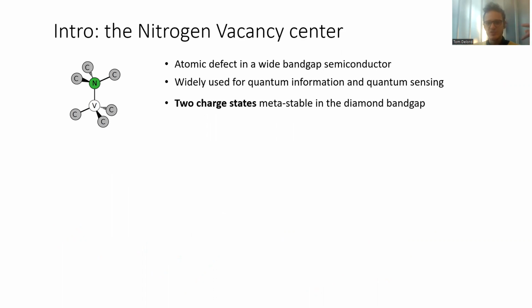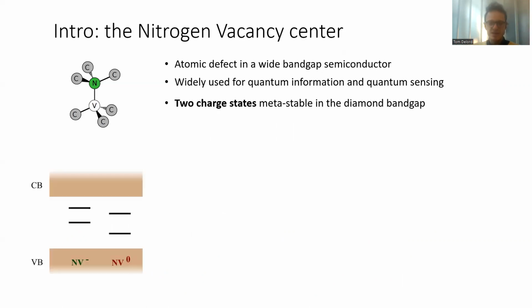The NV center has two charged states that are metastable: the NV minus state, which is mostly used for quantum information, and the NV0 state. So in quantum information, the NV0 state is mostly seen as a hurdle. What we want to do here is to use that to our advantage to store information. However, it also has implications for quantum information because it helps us understand and control the charge state dynamics of the NV center.